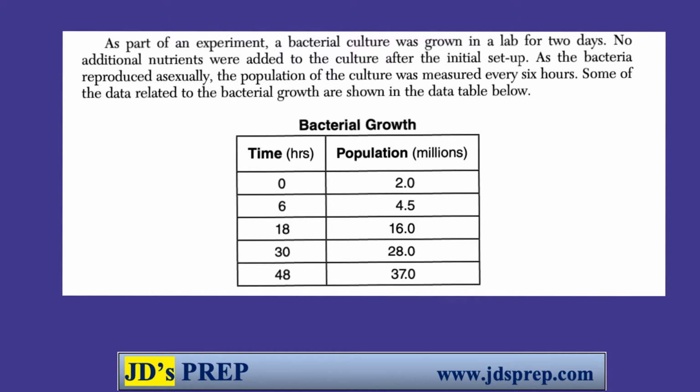So this video is for the 3 questions that have to do with this information that is given. So let's start by looking at what we're given. As part of an experiment, a bacterial culture was grown in the lab for 2 days. No additional nutrients were added to the culture after the initial setup. As the bacteria reproduce asexually, the population of the culture was measured every 6 hours, and the data is shown in this table. On the left, we have time from 0 hours to 48 hours, and the population in millions measured at each of those times.